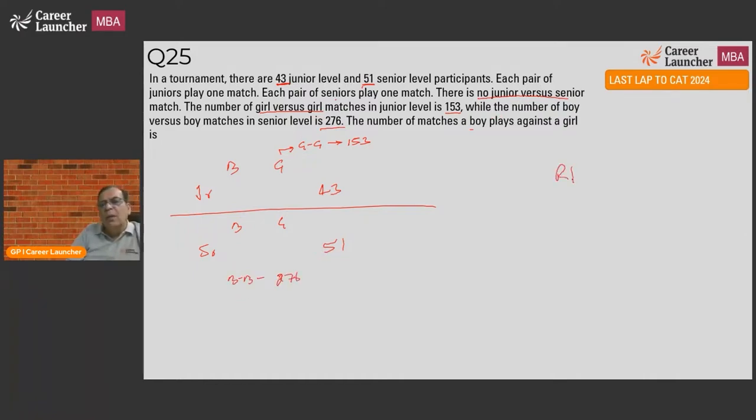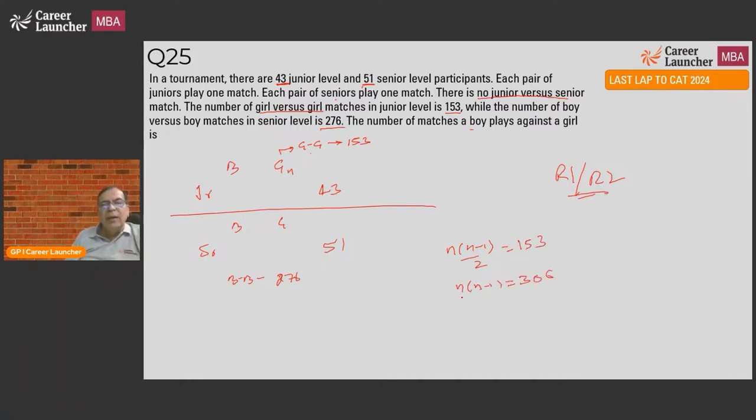Round 1. If you think it is time consuming, round 2, but this is definitely to be attempted question. Why? If there are n girls, how many matches will they play? They'll play n into n minus 1 by 2 matches. Among the girls, the matches will be n into n minus 1 by 2, which is 153. So n into n minus 1 is equal to 306.